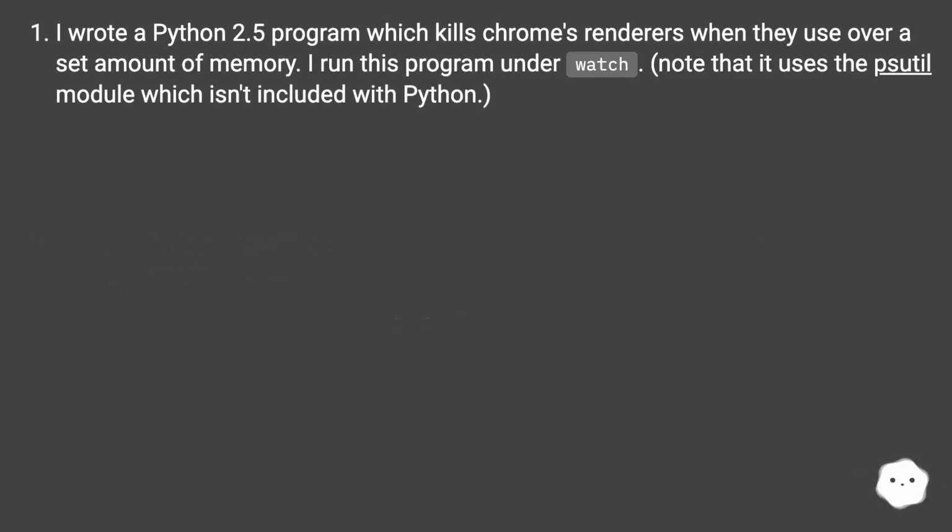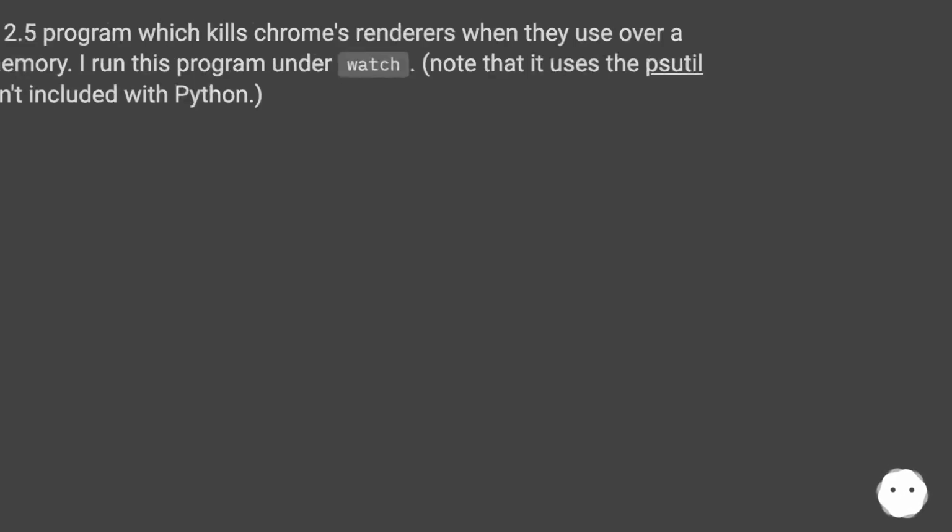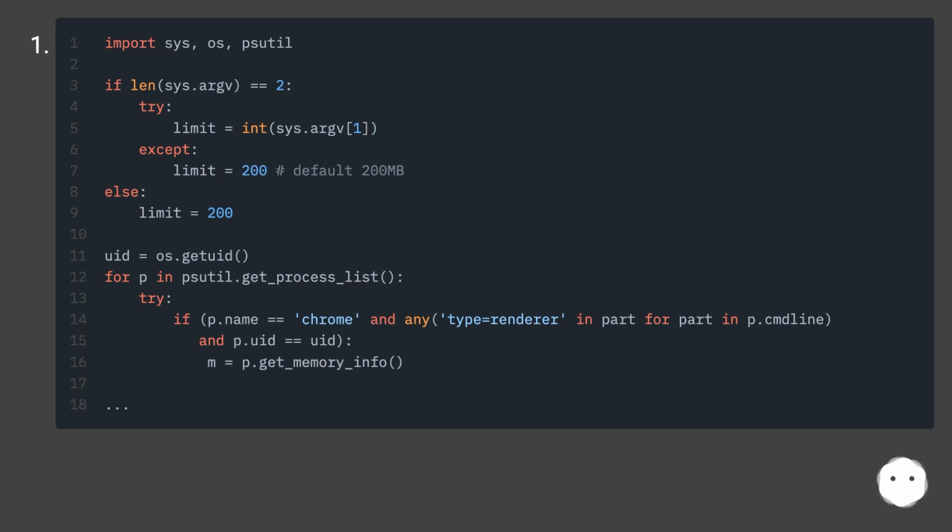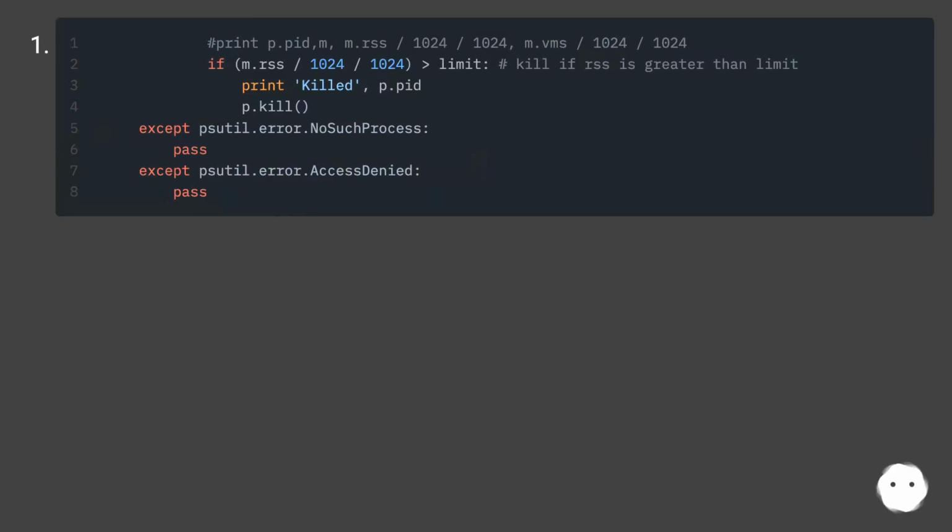I wrote a Python 2.5 program which kills Chrome's renderers when they use over a set amount of memory. I run this program under watch. Note that it uses the psutil module which isn't included with Python. I rely on Session Buddy to recover the open tabs when Chrome fails to restore them.